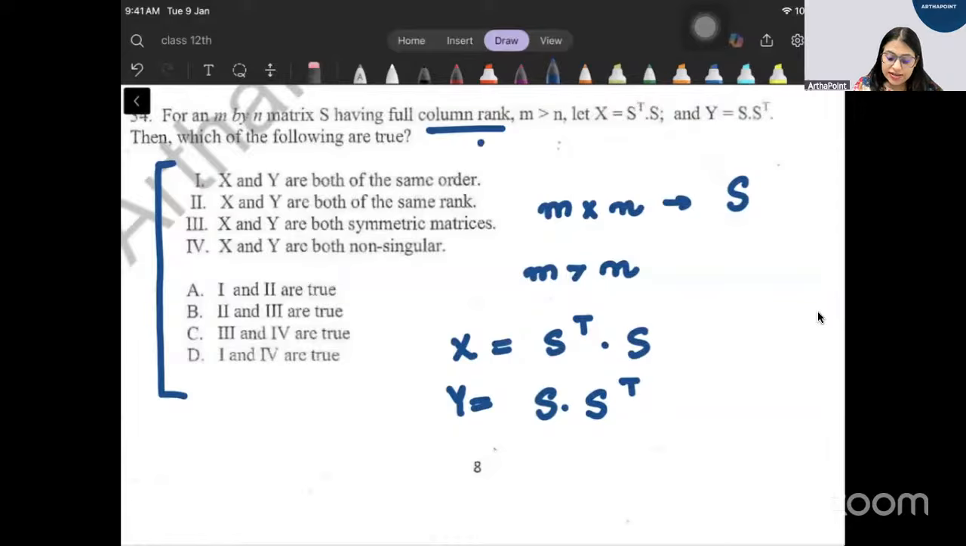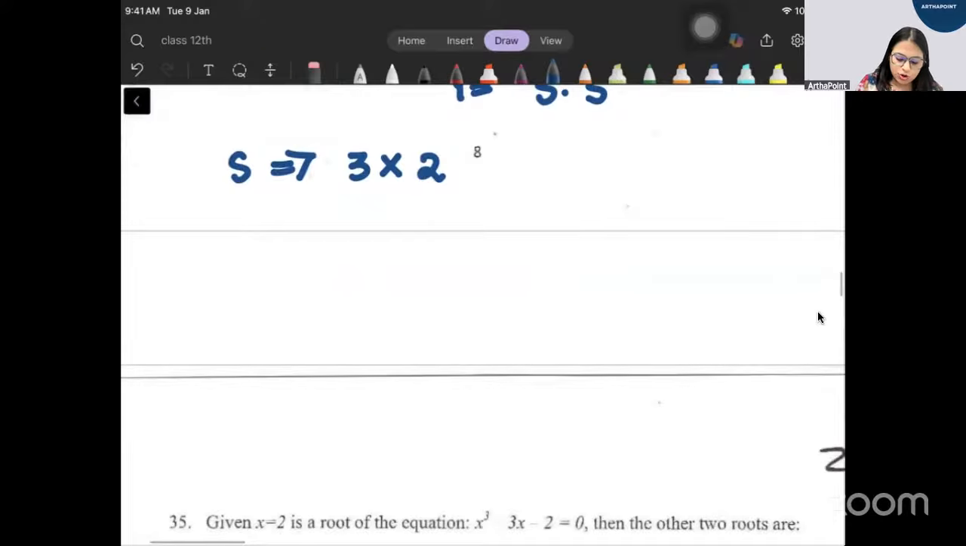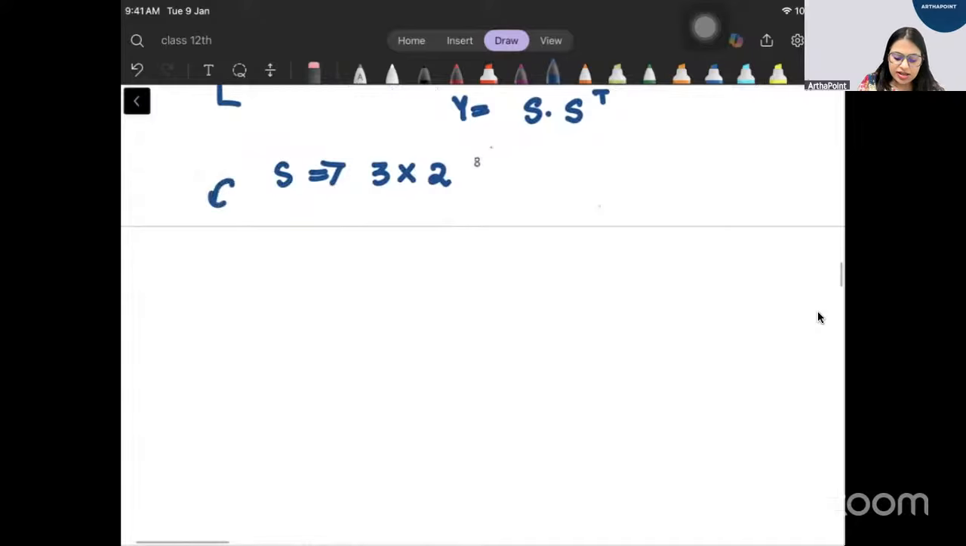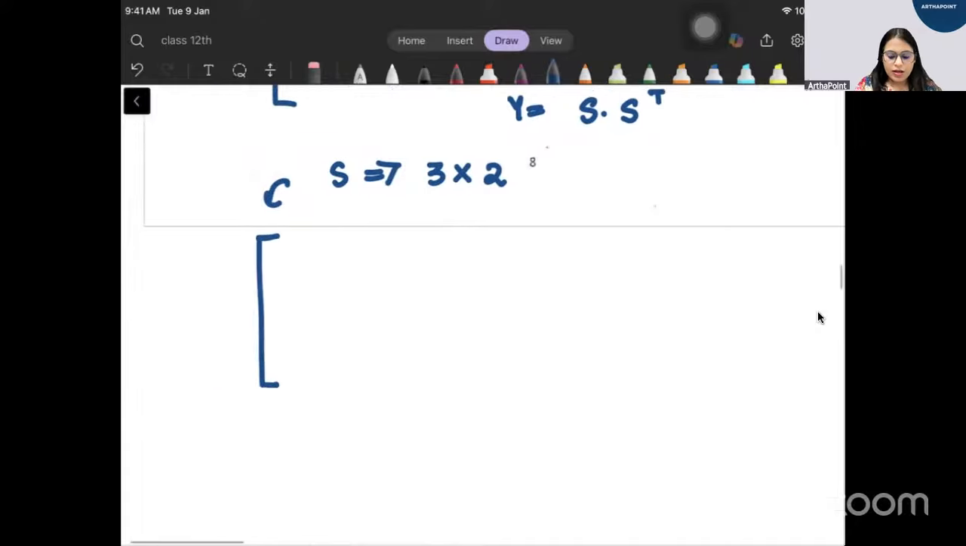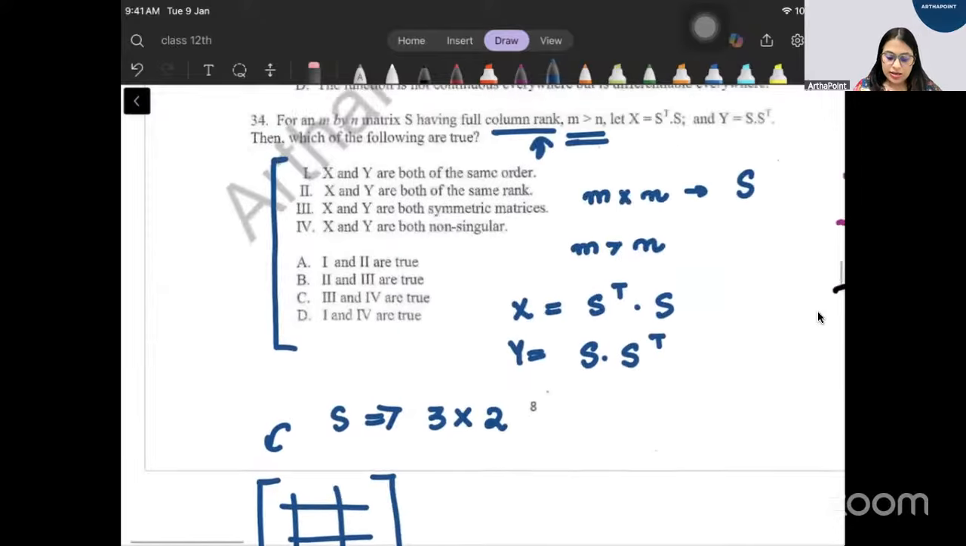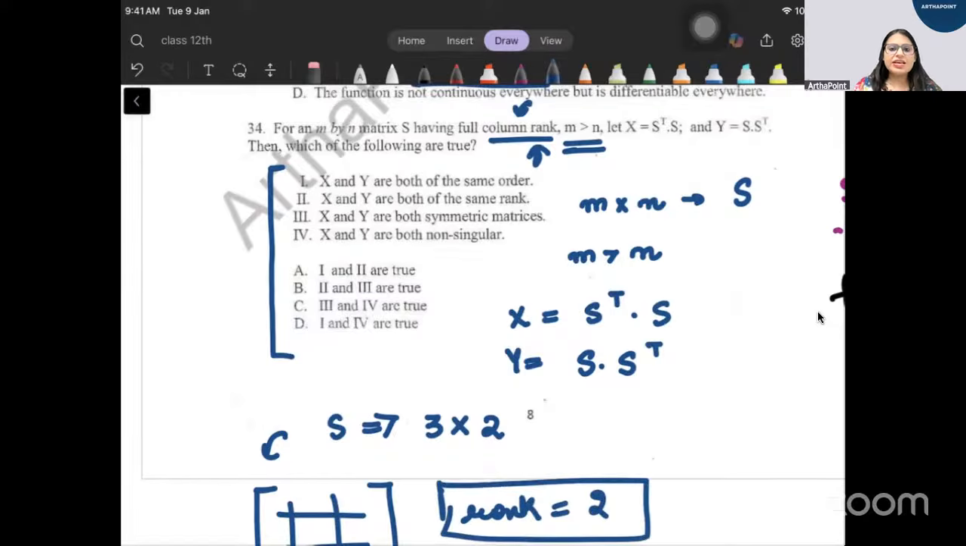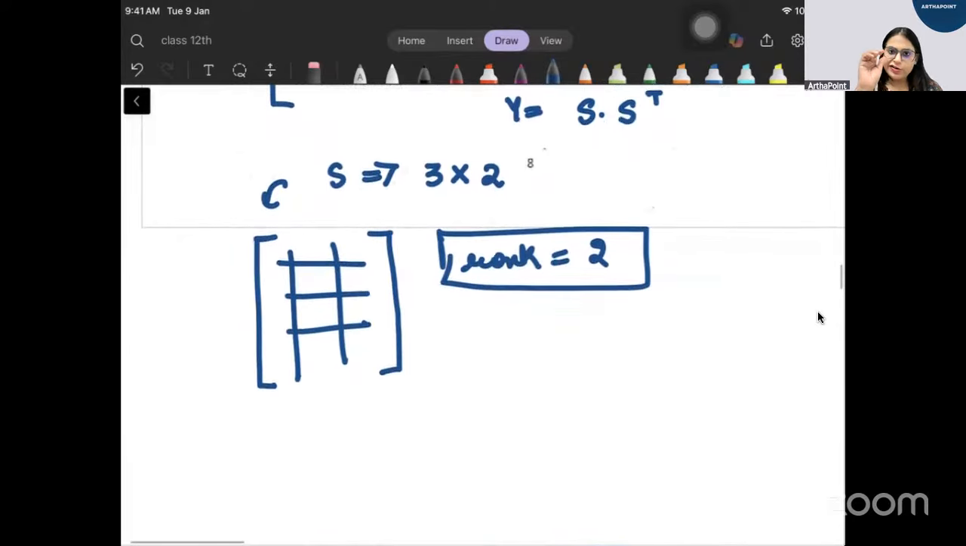The question says that this is a full column rank and M is greater than N. माने, what it means is कि suppose मेरा matrix S जो है, it's a 3 cross 2 matrix, 3 rows and 2 columns. So it is saying that it is a full column rank, माने rank given है 2.